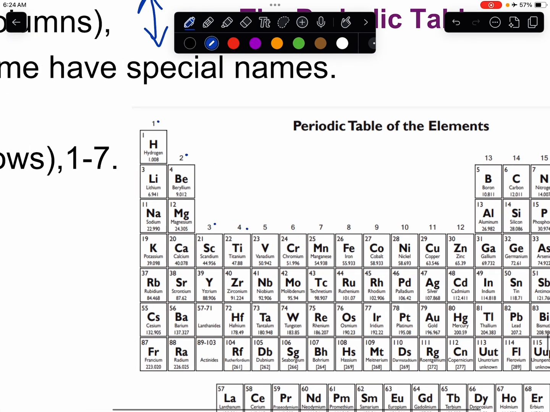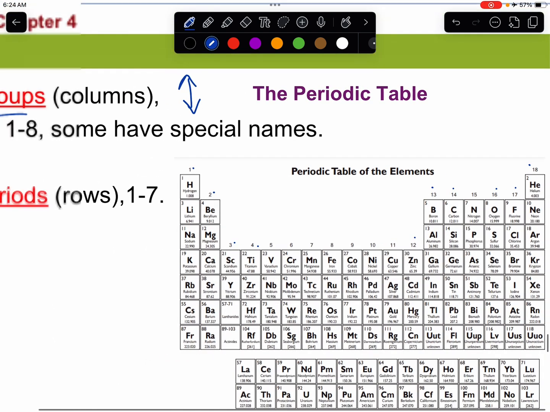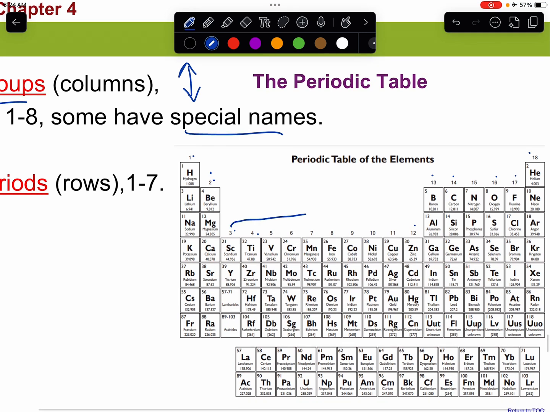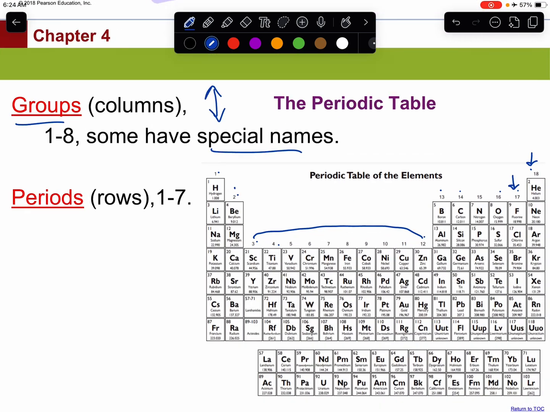1, 2, 3, 4, all the way through 12 here. We're going to continue 13, 14, 15, 16, 17, 18. And remember, we talked about their special names. Group 1, alkaline metals. Group 2, alkaline earth metals. We did 3 through 12, transition metals, 17 halogens, 18 noble gases. So we call those groups, okay?